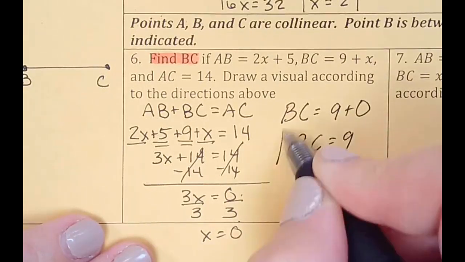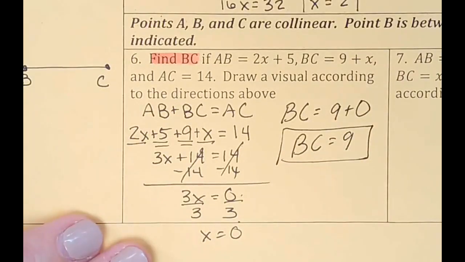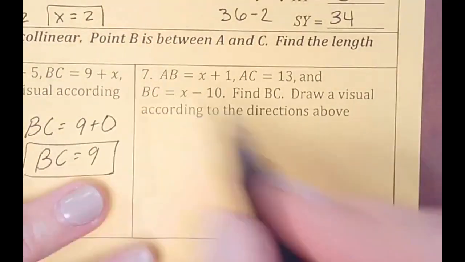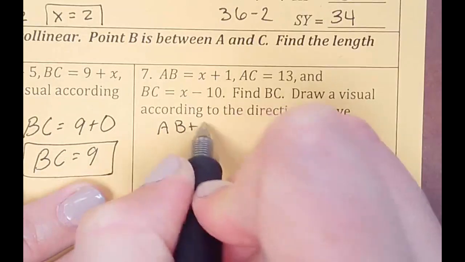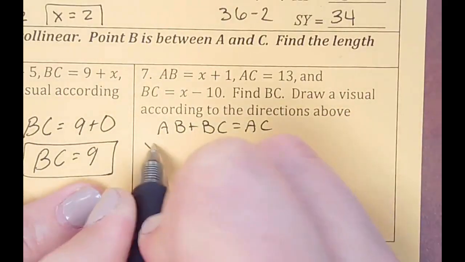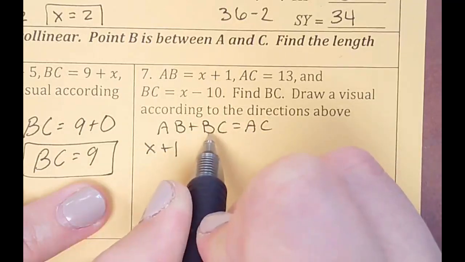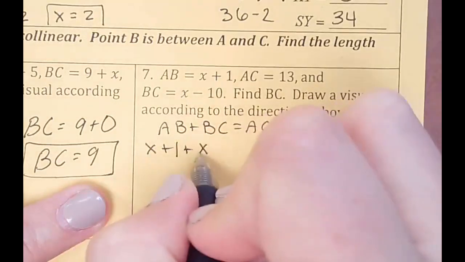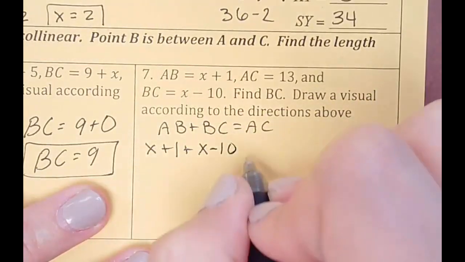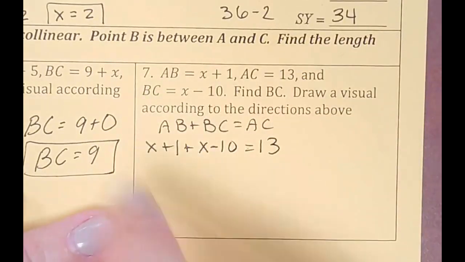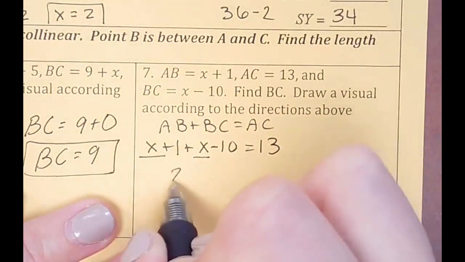Number 7. Again, same situation. So I have AB plus BC equals AC. If AB is x plus 1, BC, notice they went out of order. So BC is here. That's x minus 10. That all equals AC, which is 13. So just pay attention as you're plugging in. Got x plus x, so I have 2x. 1 minus 10, so negative 9, equals 13.